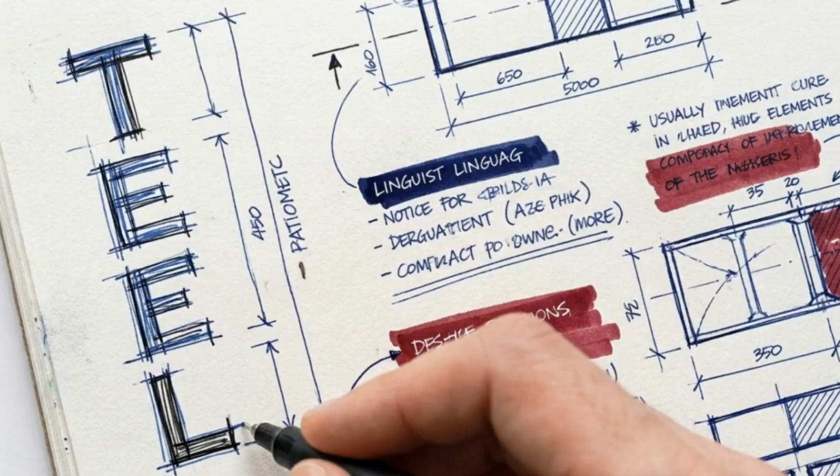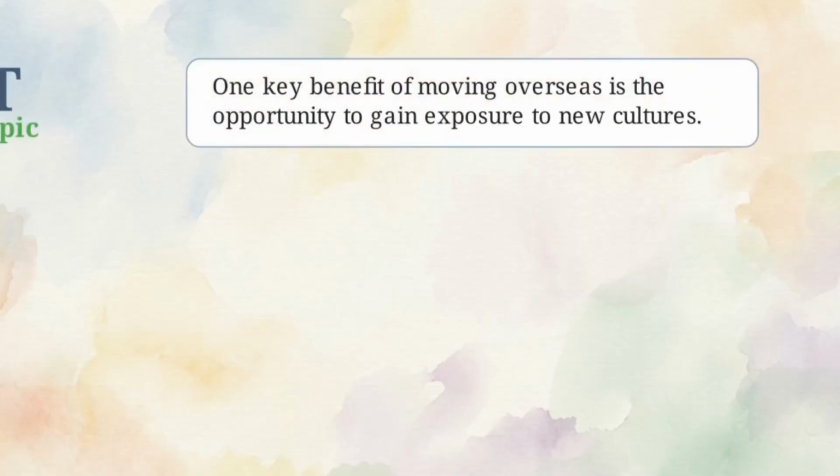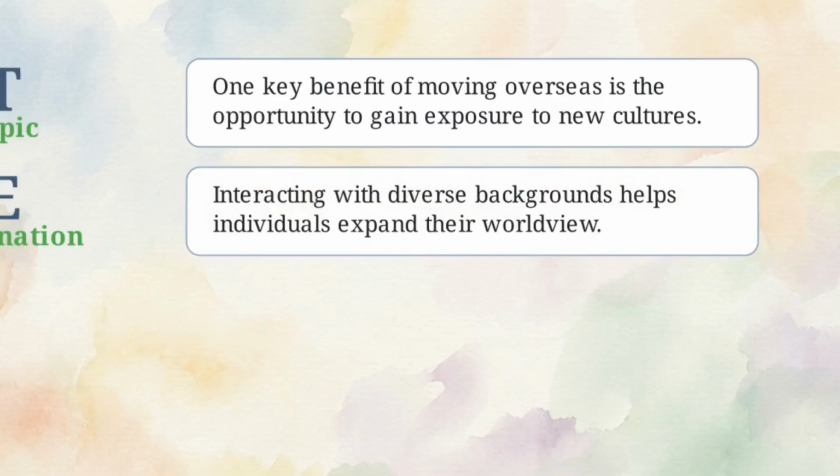To build a dense, perfectly coherent body paragraph, we use the TEAL method. T is for topic. State your specific advantage clearly and directly. One key benefit of moving overseas is the opportunity to gain exposure to new cultures. The first E is explanation. Explain why that topic sentence is an actual advantage.